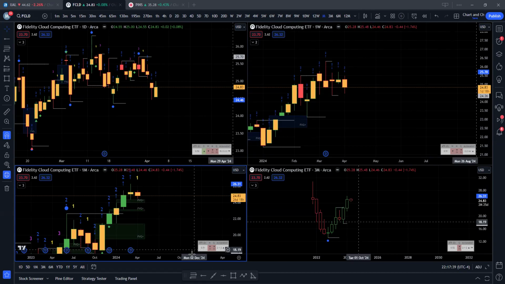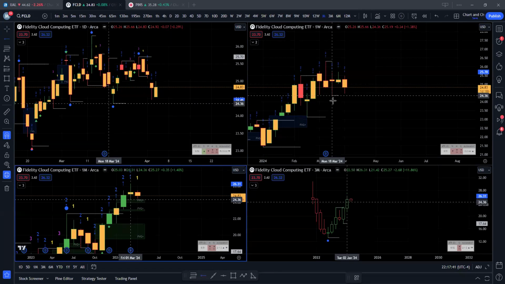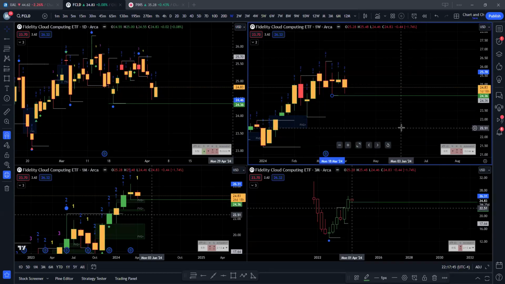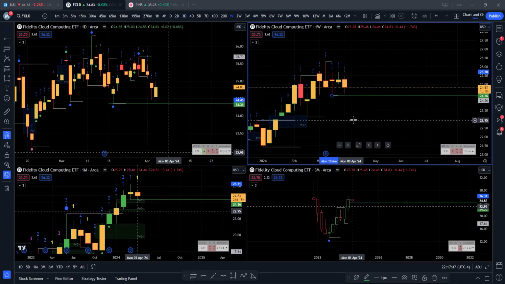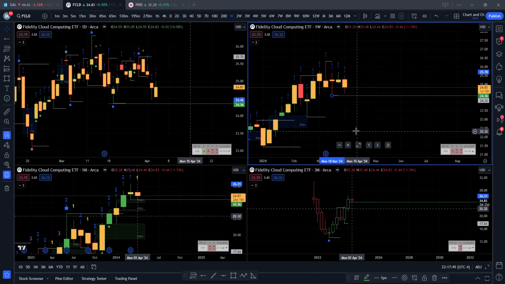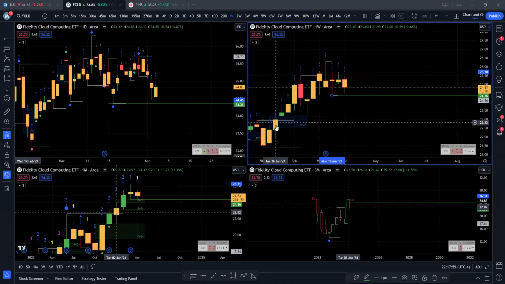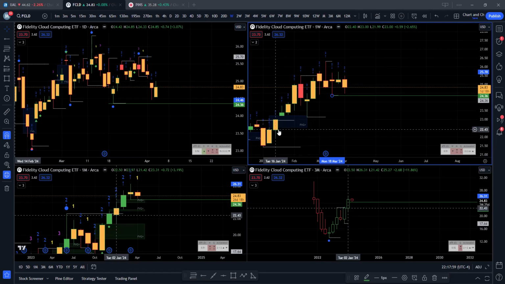I think the biggest thing would be to see if price takes out this low at 24.36 on the weekly. I think if that happens, we can probably see price start to move lower and seek out liquidity down here at 23 and possibly what it can do around the fair value gap over here.